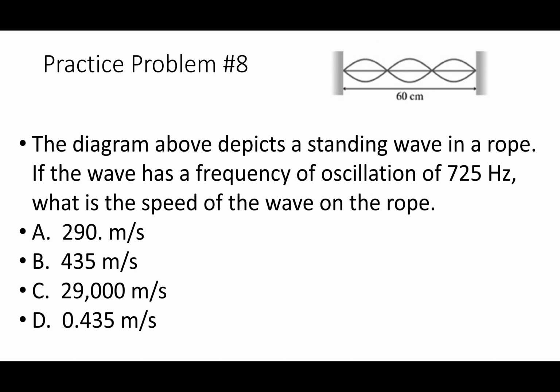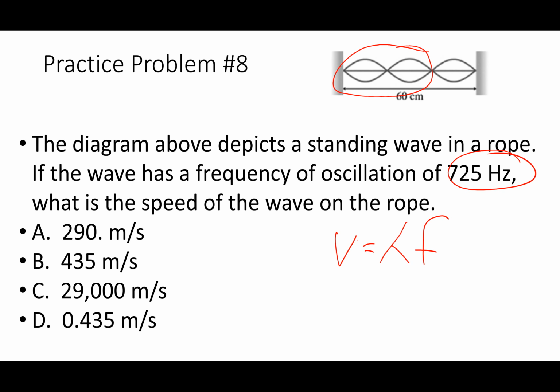All right, this problem is related to practice problem 7. Here we have the same standing wave that we had in 7. We know the wave has a frequency of 725 hertz, and we want to know the speed of the wave in the rope. Again, this time we're going to have to use the wave equation, which is speed is equal to wavelength times frequency. In the previous problem, we found that the wavelength, 2 loops, is equal to 2/3 of the string length, 60. So that was 40 centimeters. So our wavelength is 40 centimeters.